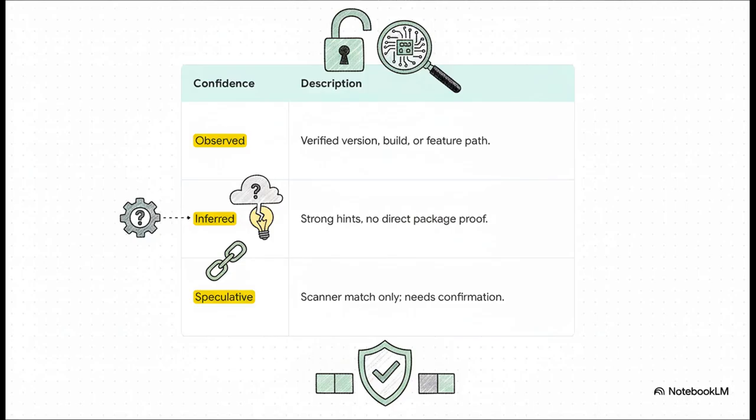So how do you fix that problem of sounding overconfident? You get precise with your language. Using a system like this, observed, inferred, speculative, doesn't make your report weaker. It actually makes it a whole lot stronger because it's way harder to dismiss. You're showing your work and you're respecting the uncertainty of the situation.